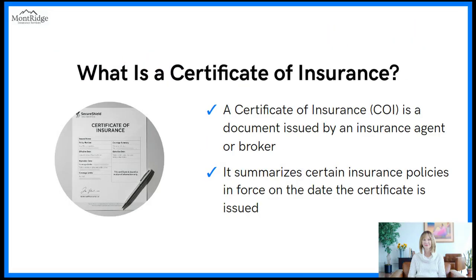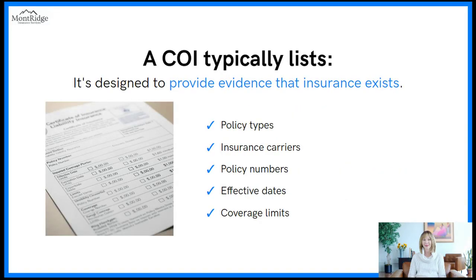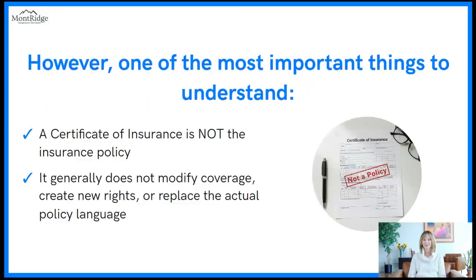Let's get started. What is a certificate of insurance? A certificate of insurance, COI, is a document issued by an insurance agent or broker. It summarizes certain insurance policies in force on the date the certificate is issued. It's designed to provide evidence that insurance exists. A COI typically lists policy types, insurance carriers, policy numbers, effective dates, coverage limits. However, one of the most important things to understand, a certificate of insurance is not the insurance policy. It generally does not modify coverage, create new rights, or replace the actual policy language.